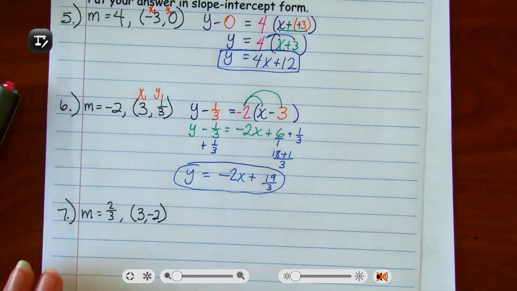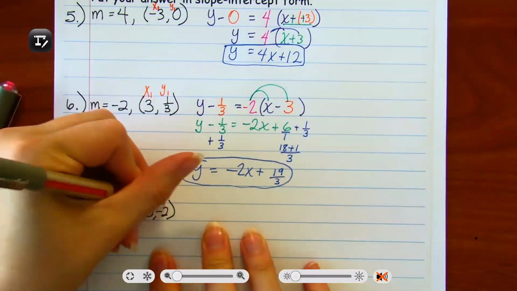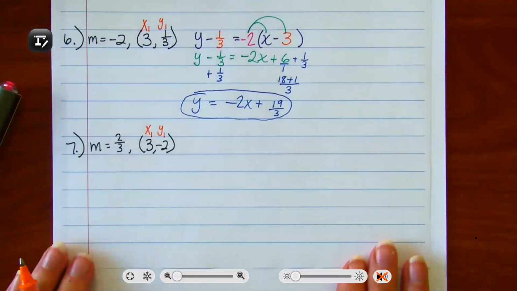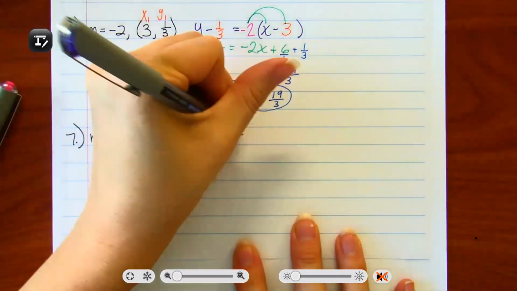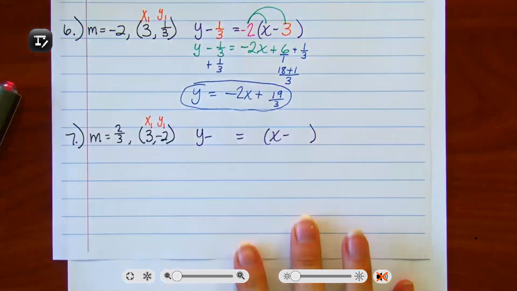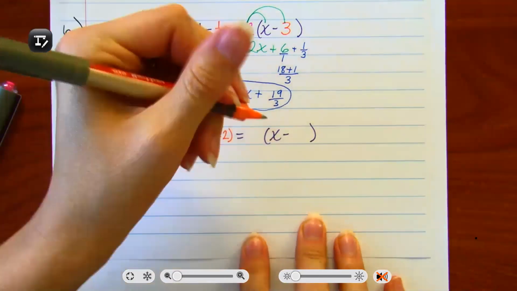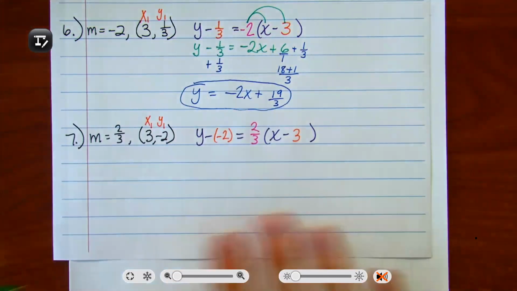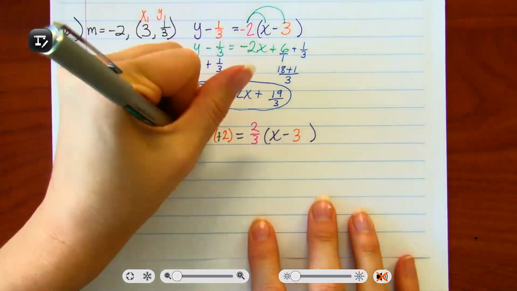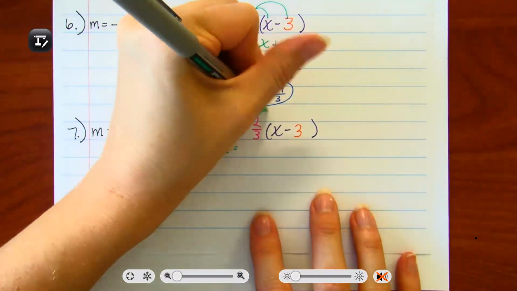All right, number 7, same thing. So x1 is 3 and y1 is -2. All right, so this would be y minus -2 equals 2/3 times x minus 3. So minus a negative is a plus. That's y plus 2 equals, and then I'll go ahead and distribute the 2/3.